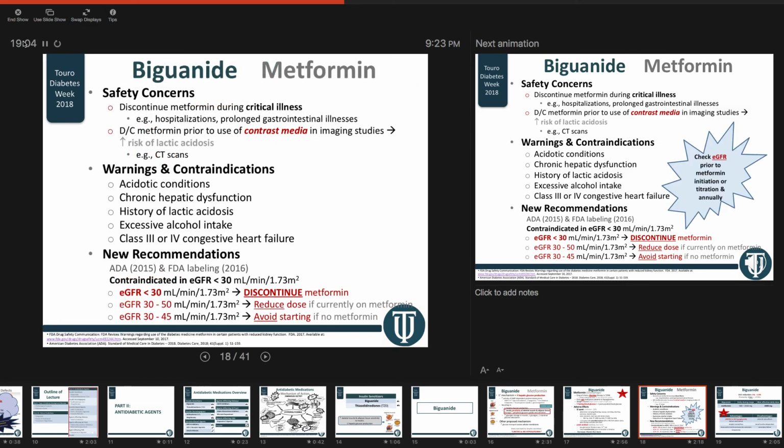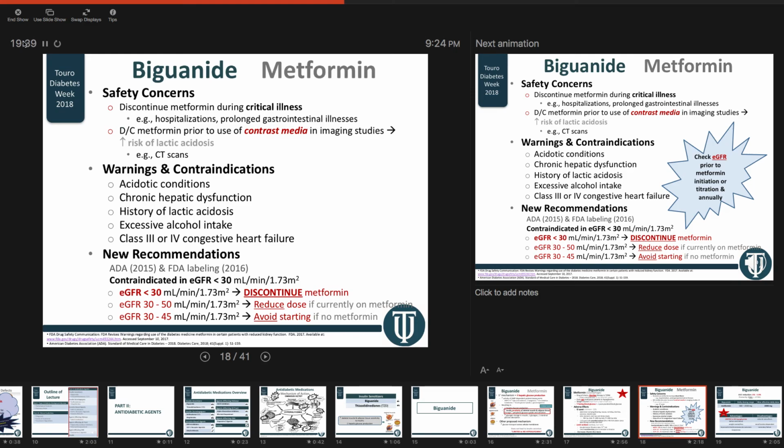As for safety concerns, for example, when a patient is hospitalized, we will want to stop metformin. Or before a patient needs to have contrast media, for example an imaging study, we will need to stop metformin for a while because that might increase the risk of lactic acidosis.